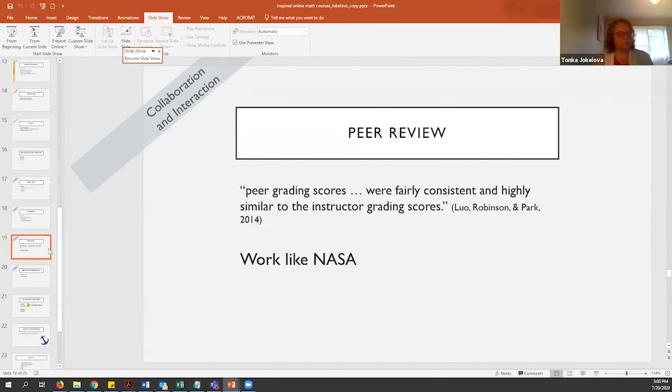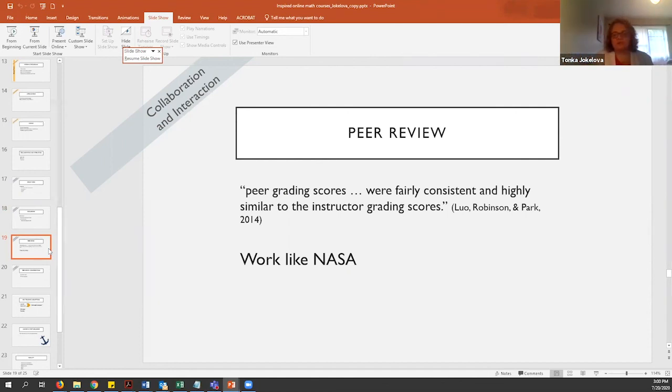And the last one, I have another little research tidbit, and then we're going to talk about X, and then we're done. So a little research tidbit: sometimes even I look at peer review and think, well, students don't know how to grade, and I cannot just ask students to grade other students because they don't know.